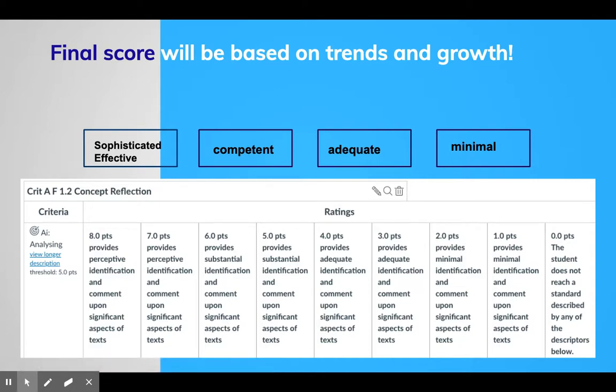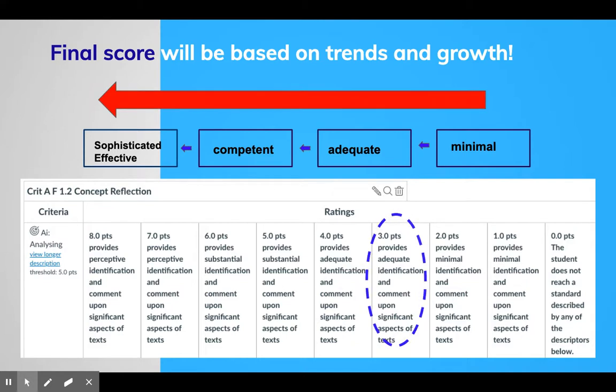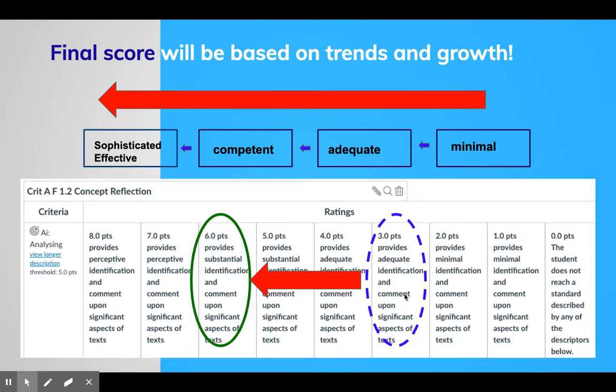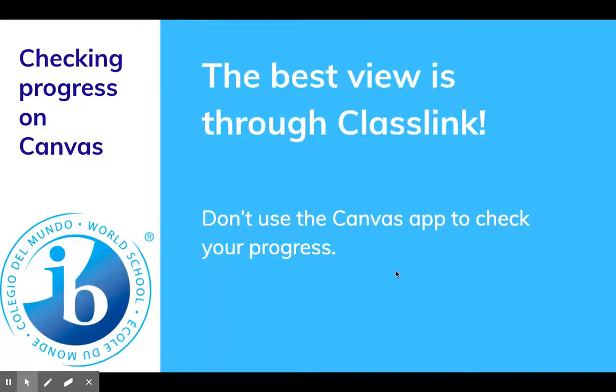And then also remember that your final score will be based on trends and growth. So throughout the course, we are looking for you to improve your learning and your skills. If you start at the beginning of a course with a low score, know that by the end of the course, we're hoping that you will move up to a higher score. Your final score will not be an average of the beginning of the year score and the end of the year score. Instead, we'll be looking at the criteria language, the rubrics, and then also how have you grown and how have you shown evidence of your learning.